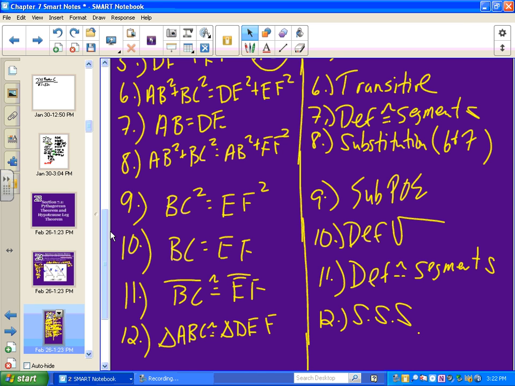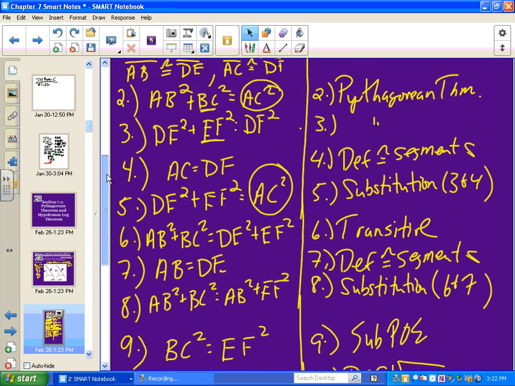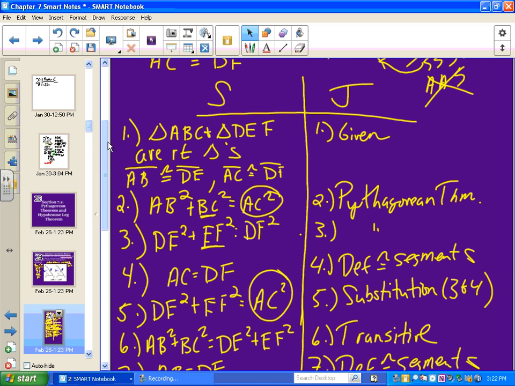So we now have 5 justifications to prove triangles congruent. Side, side, side; side, angle, side; angle, side, angle; angle, angle, side; and in right triangles, hypotenuse leg. And remember, it is important that we state that it is a right triangle, because if you look up here in the given, we stated that triangle ABC and triangle DEF are in fact right triangles.